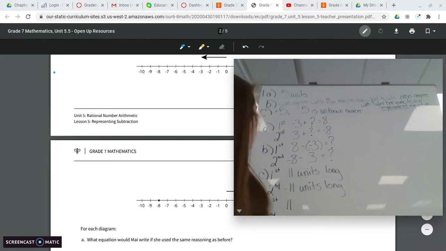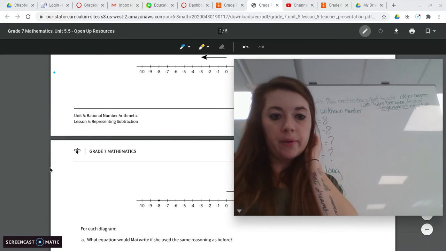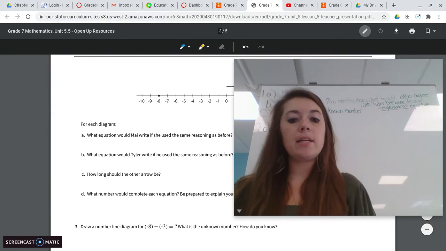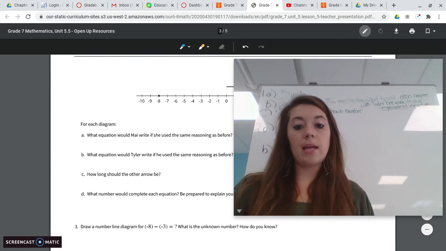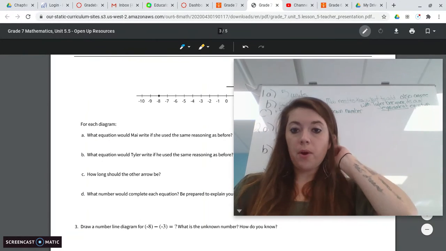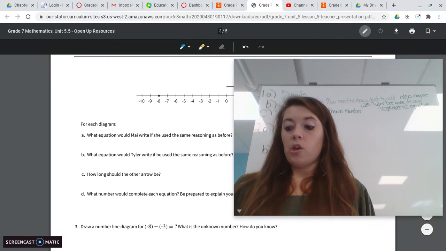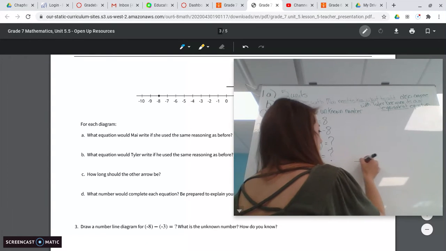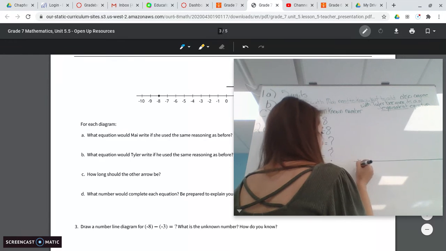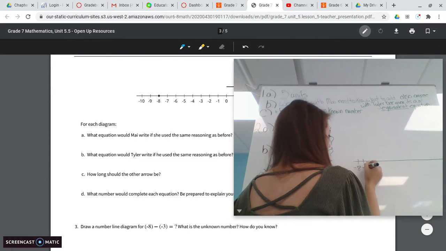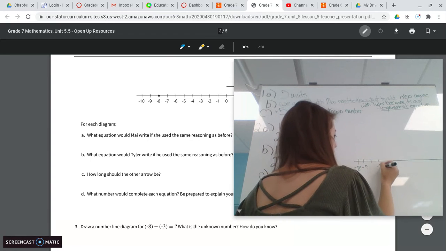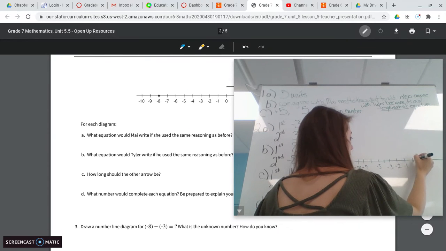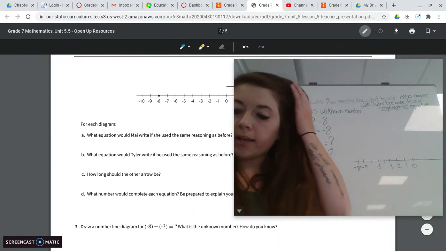All right. Okay, so for number 3, let me bring this so you guys can see it. Number 3, we want to draw the number line diagram for negative 8 minus negative 3 equals what, and then figure out what the unknown number is and how we know that. So we have our number line. Here's our negative 8, negative 7, 6, 5, 3. So we've got our number line here.